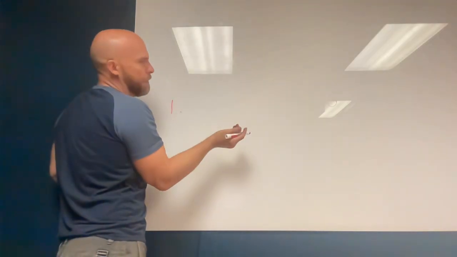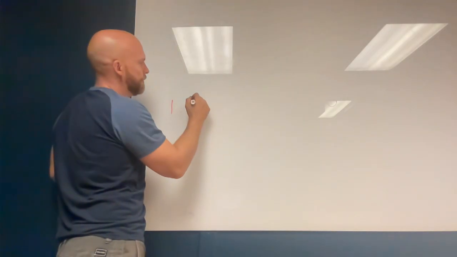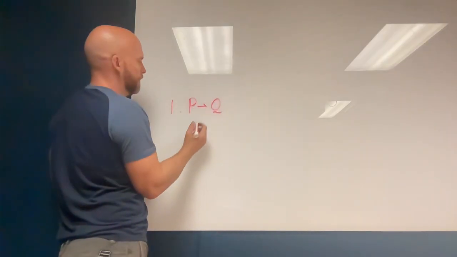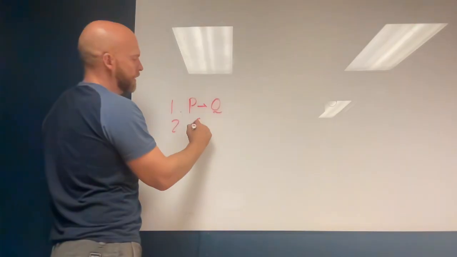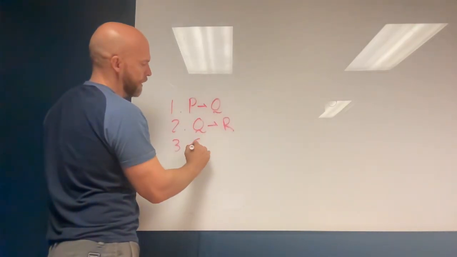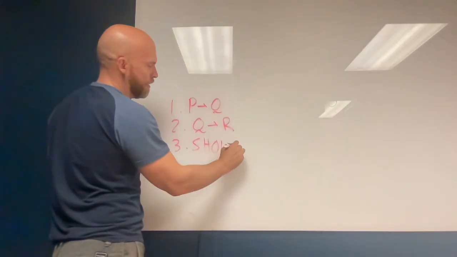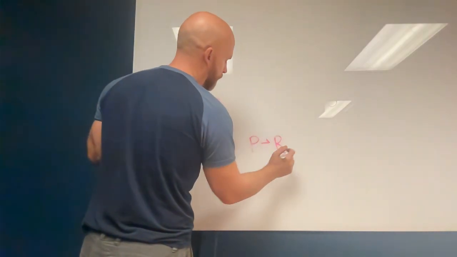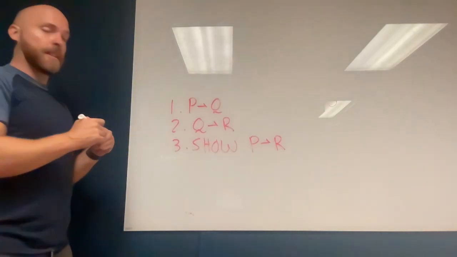Well, you might see this manifest in arguments like this. I might say, if P, then Q, premise. If Q, then R, premise. And I might ask you, show if P, then R. Let's think about this for a second.